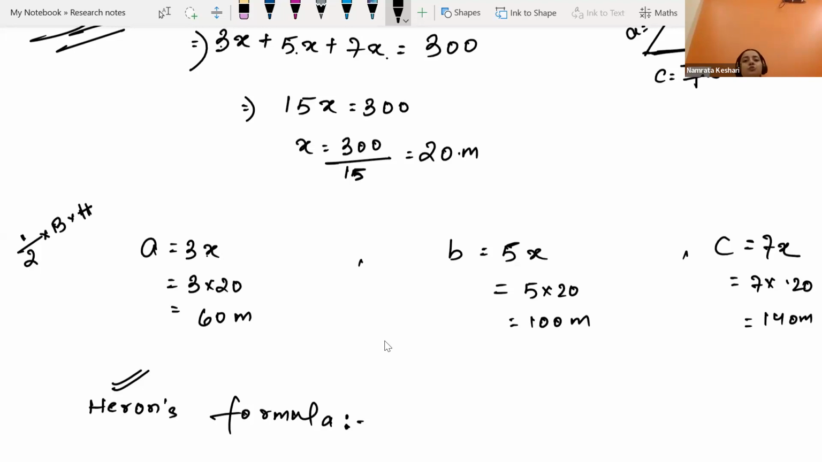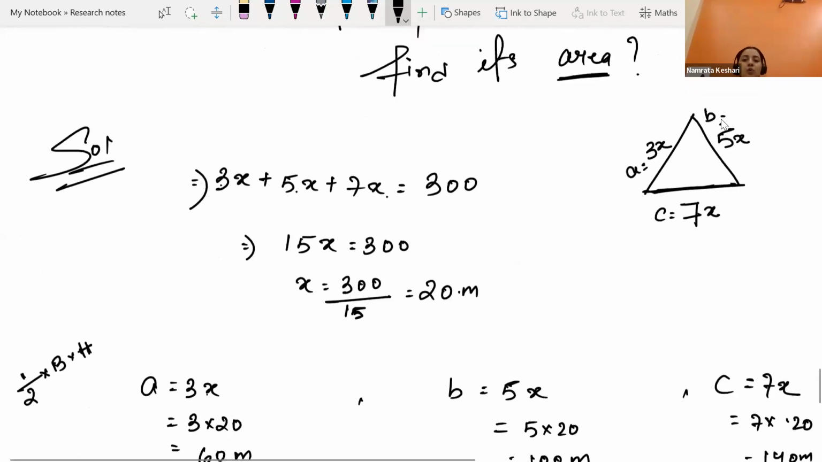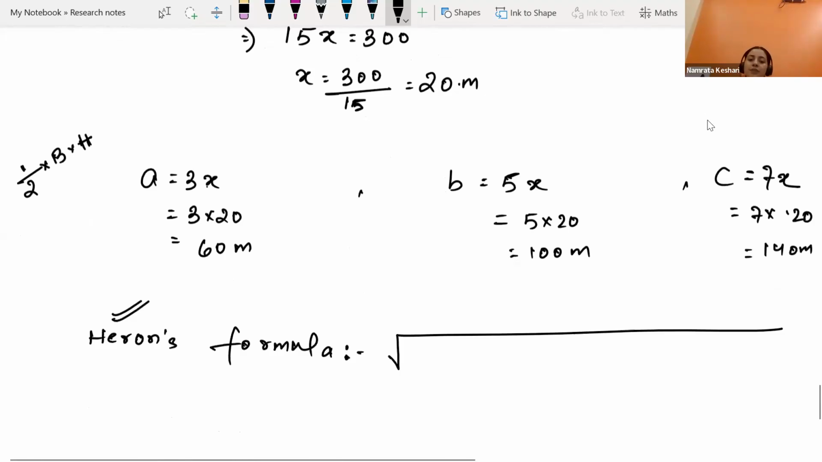Heron's formula we will use when we know all three sides of a triangle, and the older formula we will use when we know the height and base of the triangle, and both formulas give the same answer. Okay, so here we know all three sides, so of course we are going to use Heron's formula, and it looks like this: square root of s into s minus a, s minus b, s minus c.